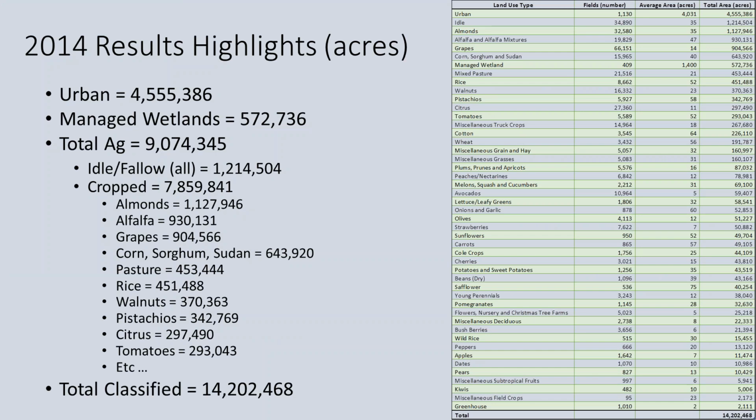Here are some interesting stats again. These are the results highlights in acres. We talked about urban being about 4.5 million acres, managed wetlands a shade under 600,000, and ag about 9 million. But they can be classified into some of the major categories that are listed here on the left and summarized in the smaller text table on the right. Again, the total classified ground was about 14.2 million acres.